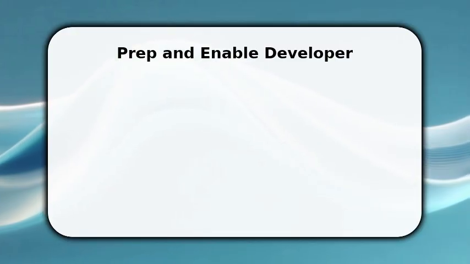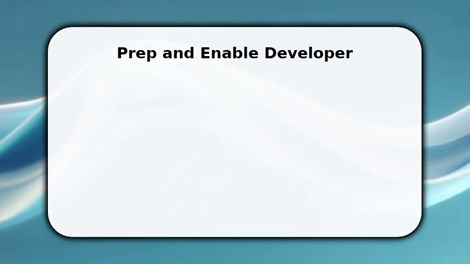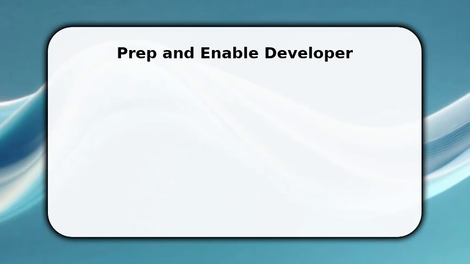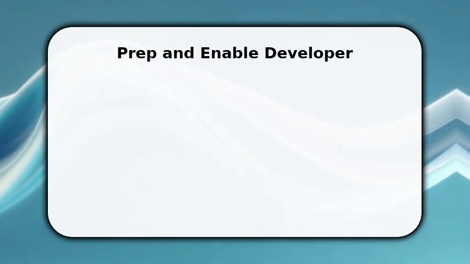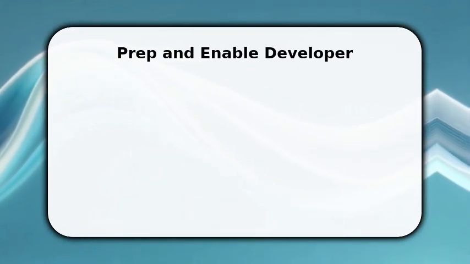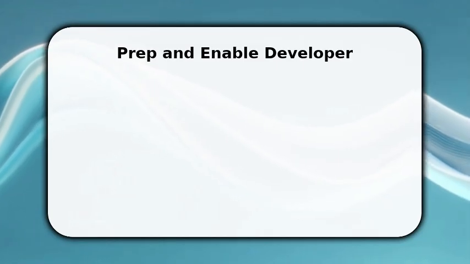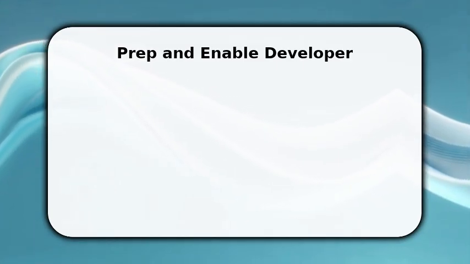You start by preparing the device so nothing interrupts the process. Make sure the phone is charged above 50% and that you back up your data to avoid loss. Next, open Settings, go to About Phone, and tap Build number 7 times to reveal developer options. This step proves you have access.